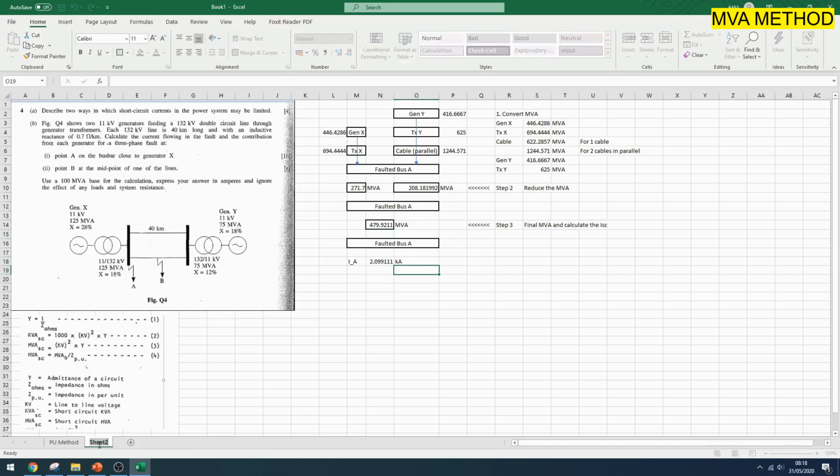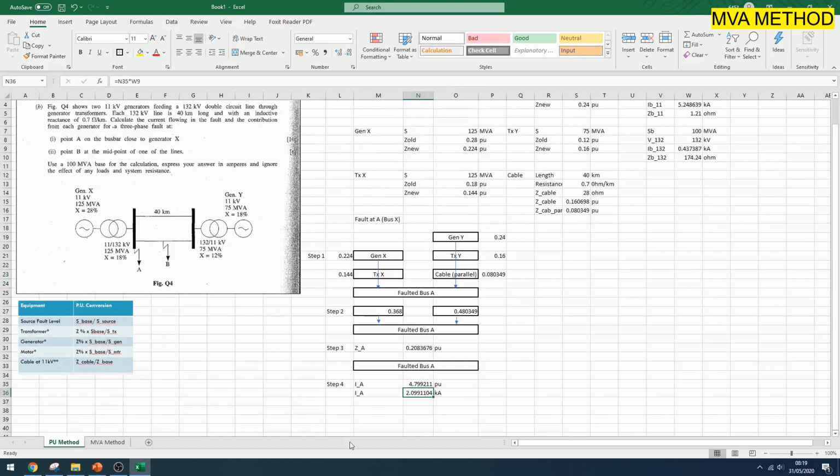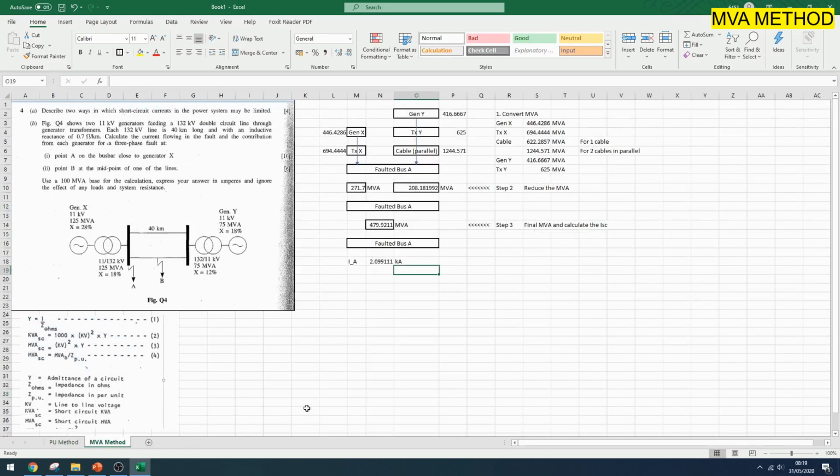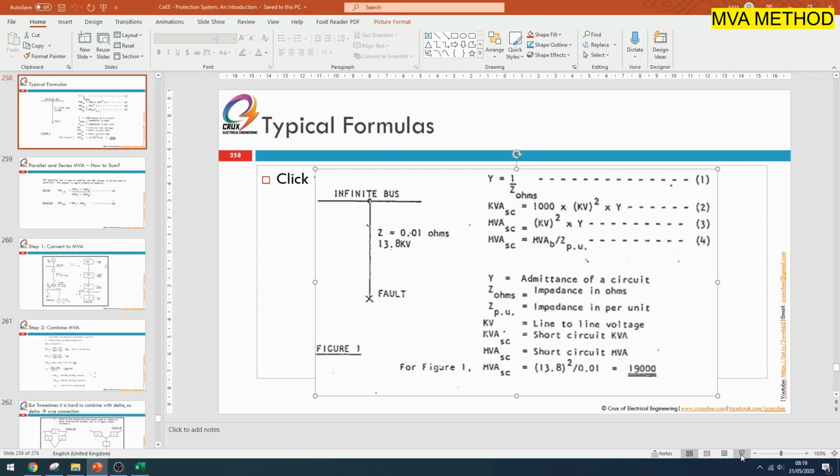So this is for the MVA method. I will also post this Excel sheet together. With the PU method you also get 2.09911 kA. The MVA method is a little bit more straightforward and easier, but we must be careful in terms of paralleling and series MVA when doing the reduction for the MVAs. So let's get back to the PowerPoint.